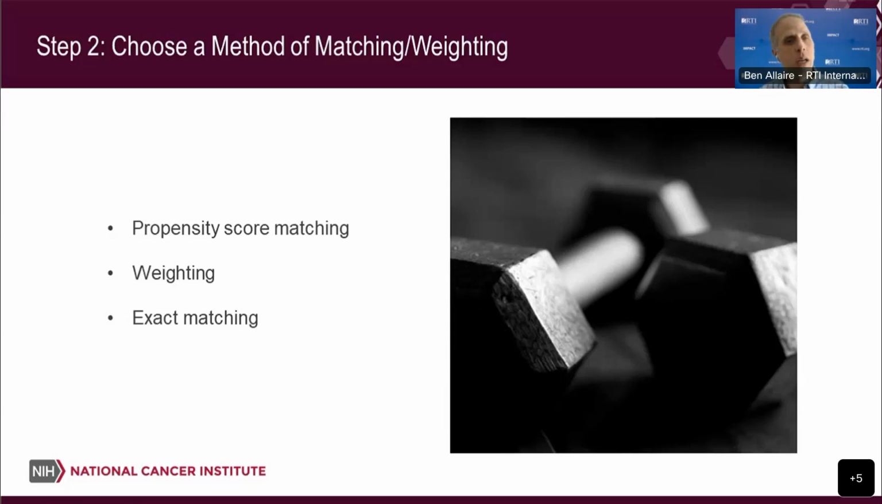The second one is weighting, and weighting attaches weights to the comparison group population in order to make it look more similar to the population of interest. So it'll upweight folks that look more similar, and it'll downweight folks that look more dissimilar from folks in the group of interest. So that's another technique.